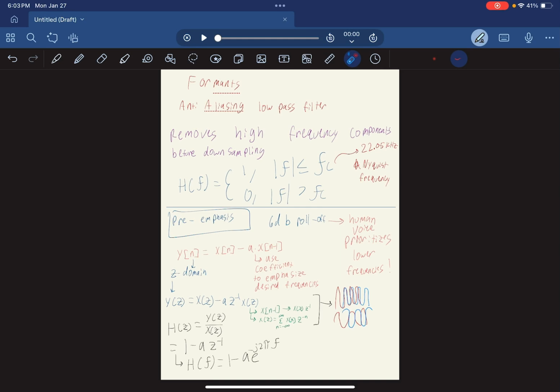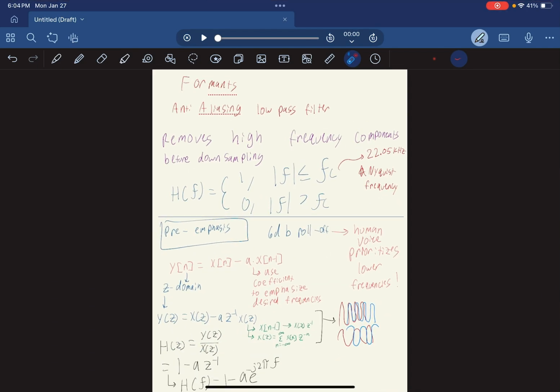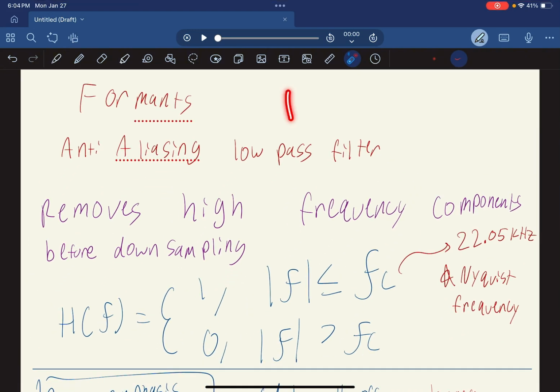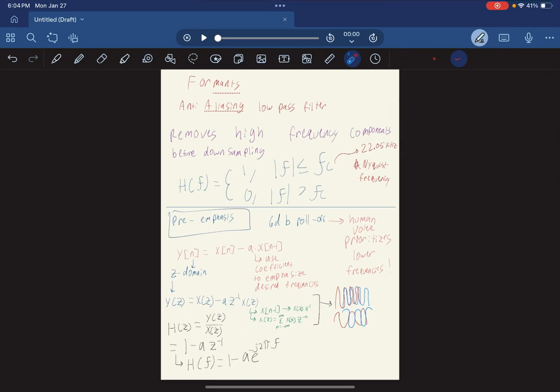Anyways, so the first thing we're going to do, we get our sound signal, and we're going to remove all the high frequency components with the anti-aliasing low pass filter. That's a big fancy word, but essentially what it means is we're preventing aliasing within the formants. A good way of noticing that there's aliasing going on is if our formant frequencies, say F1, F2, F3, are very close to each other for some reason. Let's just say F1 is 1000 hertz. If F2 is 1001 hertz, we know something's going on. There's probably some aliasing.